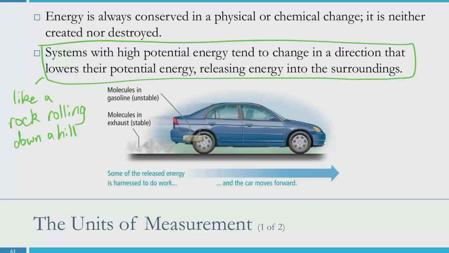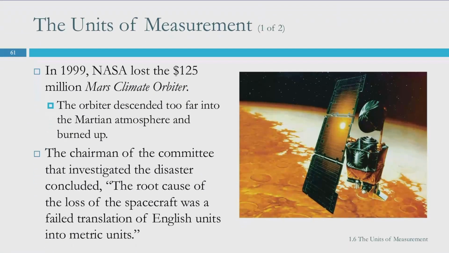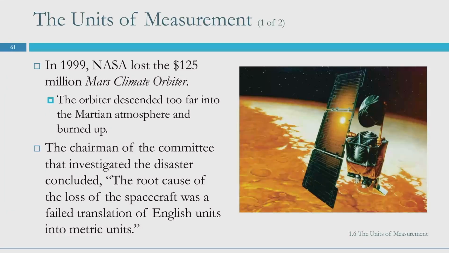Okay, and now we'll see how distracted I get talking about the units of measurement, because they're really cool. So a little bit of background for one reason that we could say that units are important. In 1999, NASA lost the $125 million Mars Climate Orbiter. This is, I think, a representation of it. It might be a picture, I don't know.